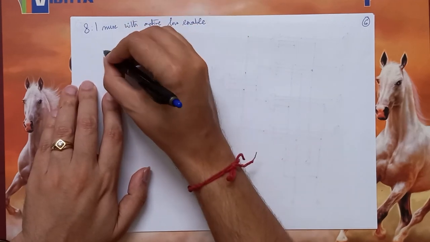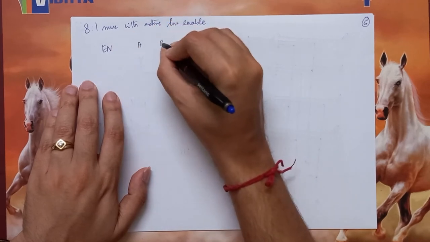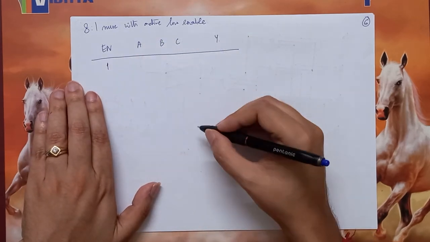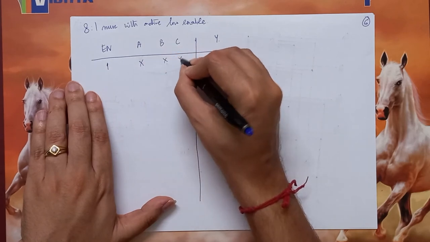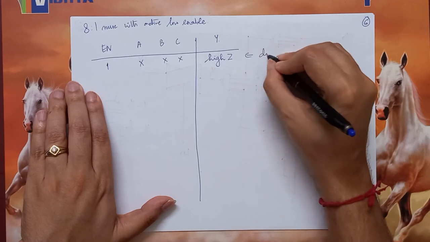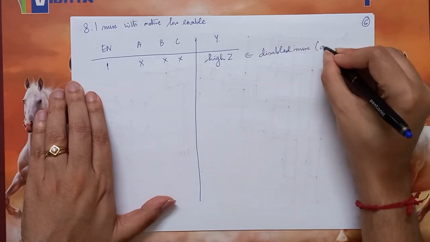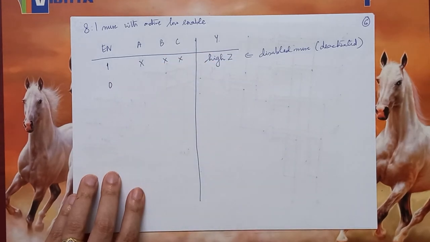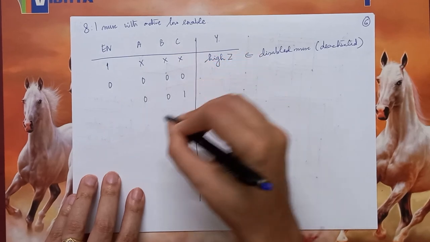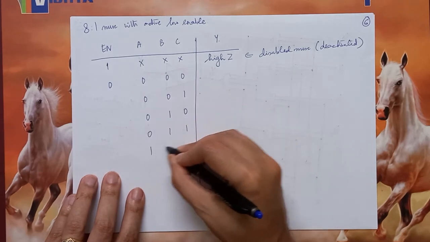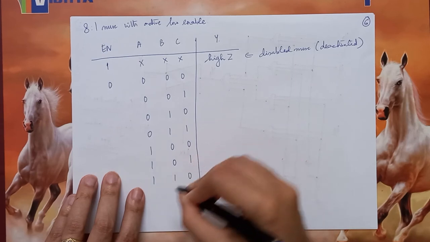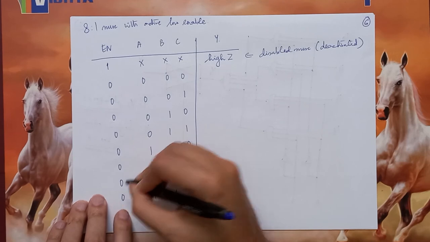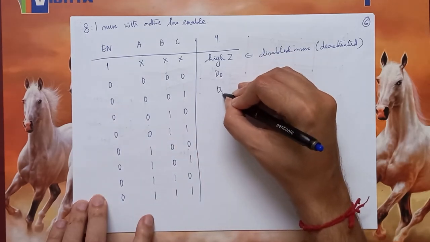So, an 8:1 mux means there are 3 select inputs and 8 rows. Suppose we write like this: EN, which is the functional input, and A, B and C, which are the select inputs, and we have Y. When EN equals 1, irrespective of what A, B and C are, Y is high Z. So this is a disabled or deactivated mux. Now when we make enable 0, the mux will be active. So now we will write all the select inputs in their original order. Now this will follow whatever is the data input, D0 to D7.